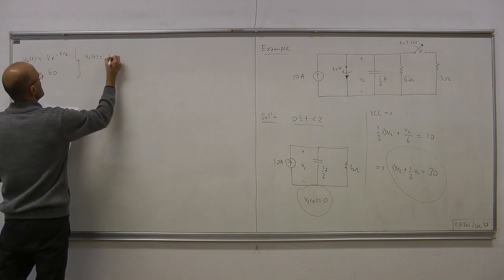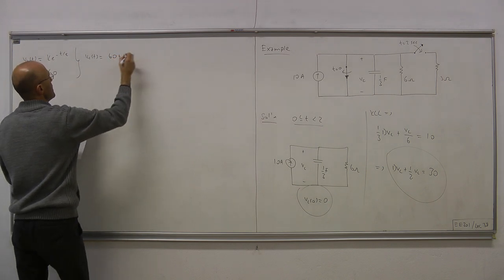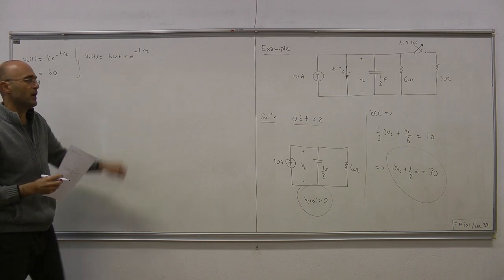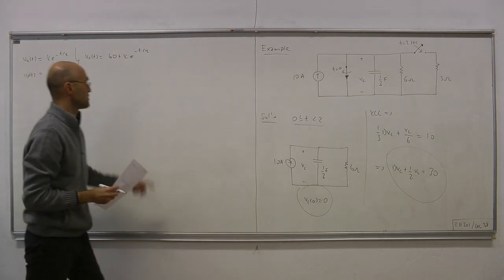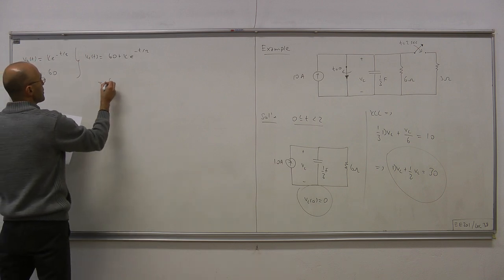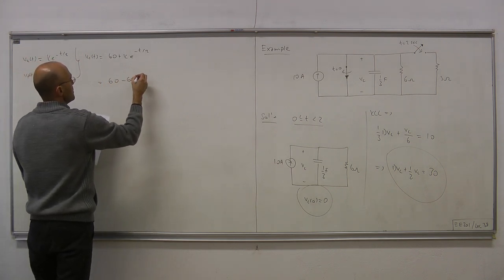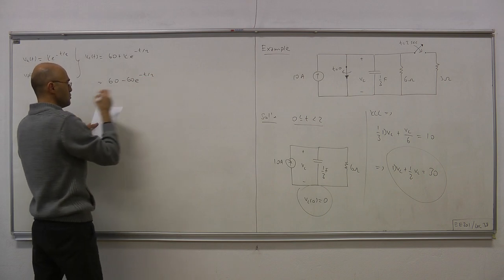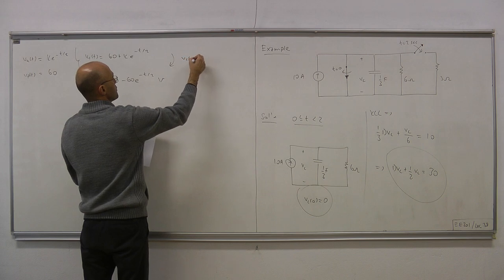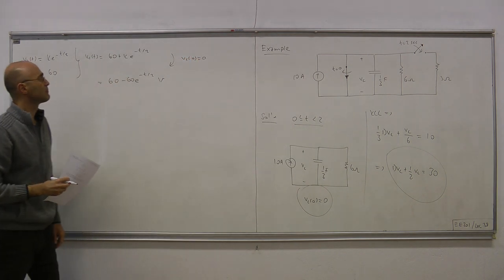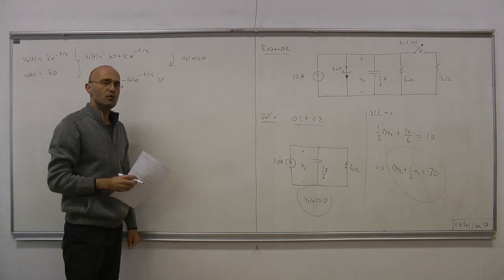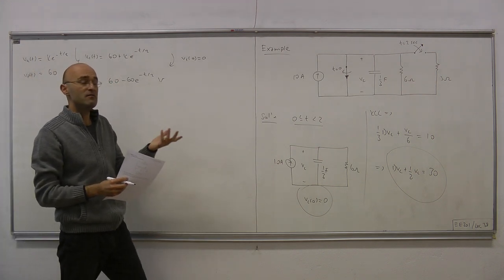Vc of t equals 60 plus K e to the minus t over 2. To that, we apply the initial condition constraint, which tells us that K must be minus 60. So Vc of t equals 60 minus 60 e to the minus t over 2 volts. So this is the solution starting from zero, but not until infinity.